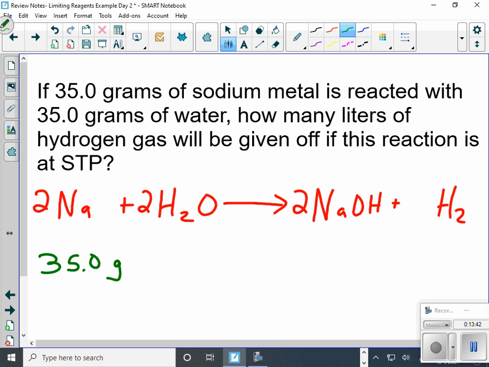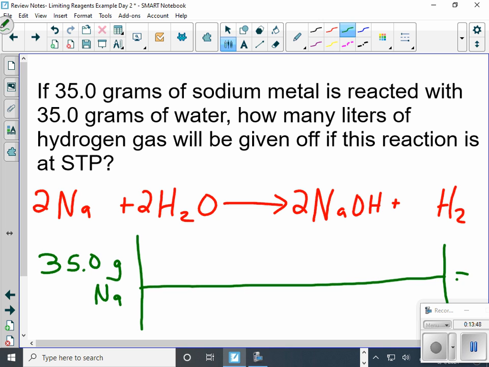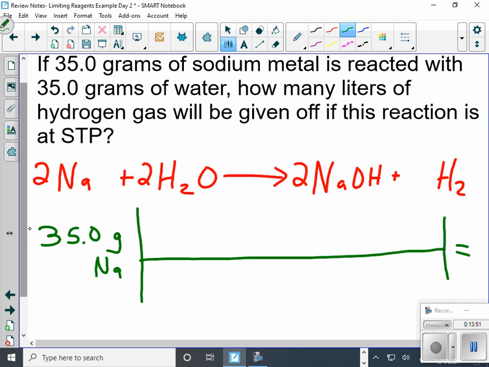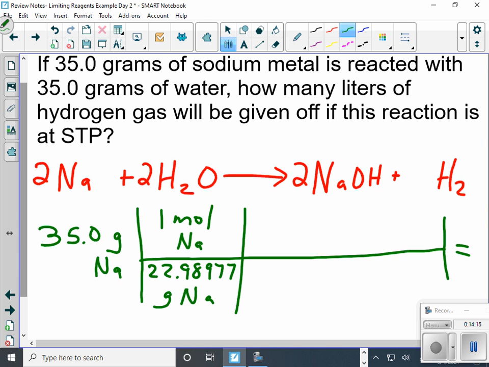35 grams of sodium. I'm going to go from mass of sodium to mass of water. So I need to have the mass of sodium on the periodic table, which is 22.98977 grams of sodium. That's 1 mole of sodium. My molar ratio is going to give me 2 moles of sodium, and it's going to make 2 moles of water.